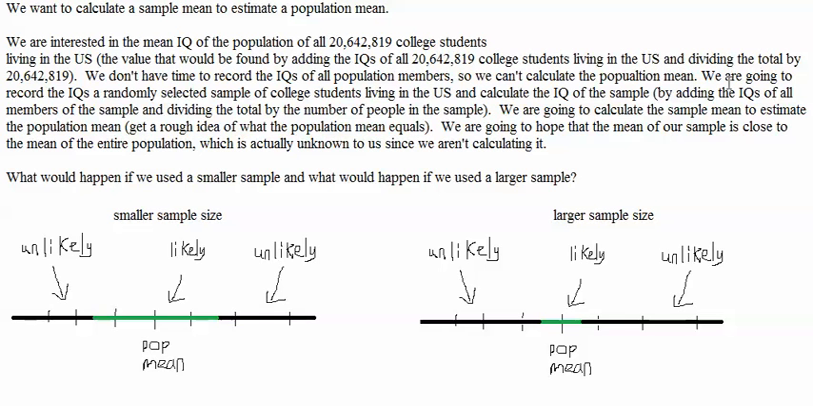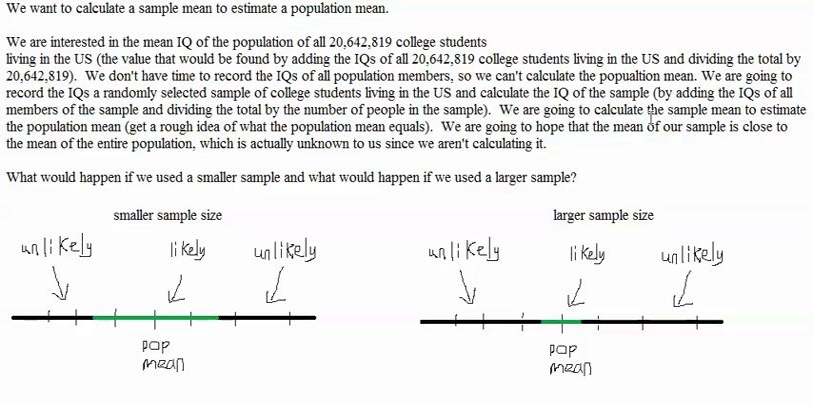So instead, we're going to randomly select a sample of participants. We're going to randomly select a sample of college students living in the US and record the IQ scores of all members of our sample and then calculate the average of our sample. We're going to calculate the average IQ of our sample by adding the IQs of all members of the sample, dividing the total by the number of people in the sample. And we're going to use the mean of our sample to estimate the population mean.